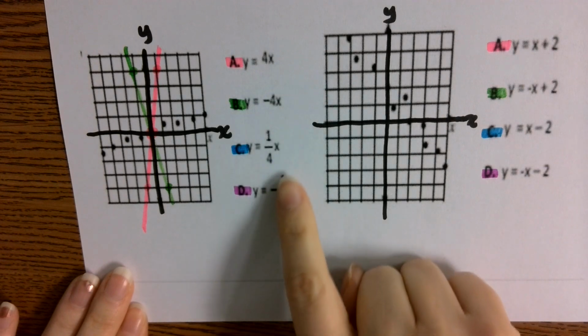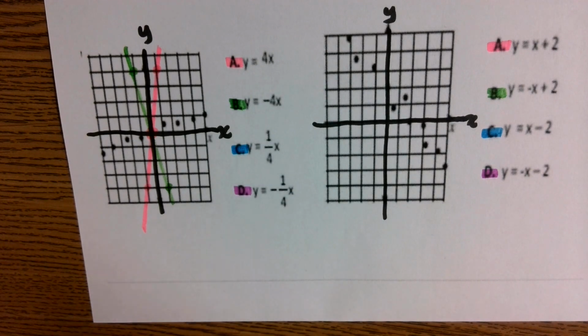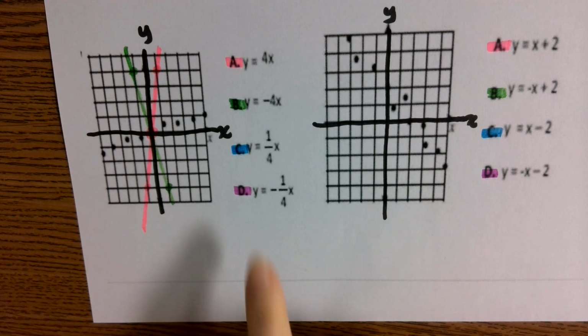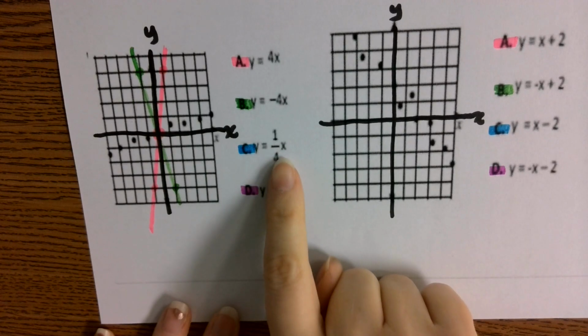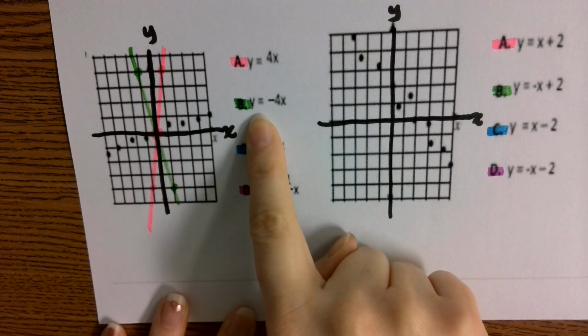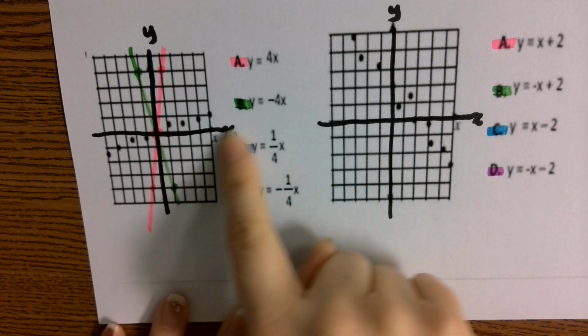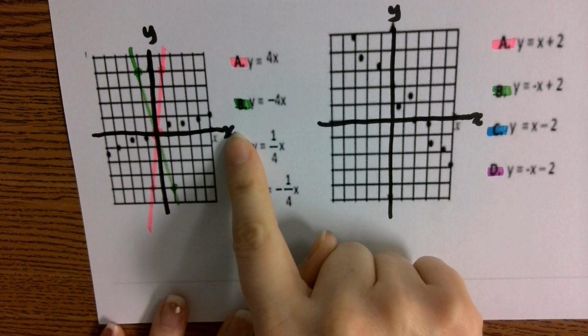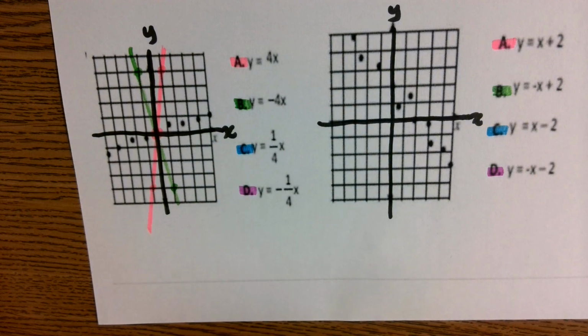So that means we're going between C and D. I can, right off the bat, without having to graph, I can just say it's going to be C. The reason I know it's going to be C is because C is the only one that has a positive slope. And this is a positive correlation or a positive trend. So I know graph C is the one that I'm going to have to go with.